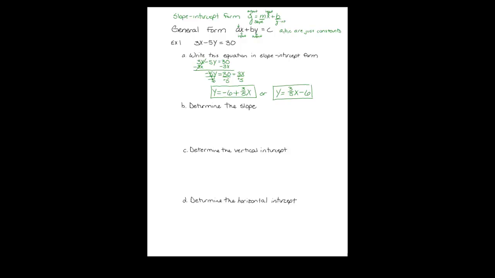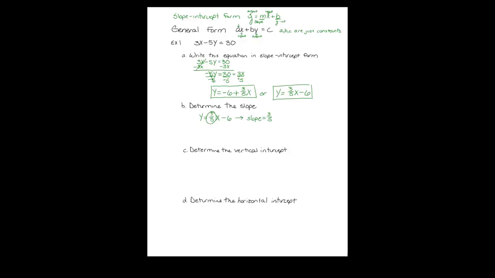Now part B is asking you to identify the slope. Now that we have this linear equation in slope-intercept form, it's really easy to pick out the slope. So we have y equals 3/5 x minus 6. Just by looking at this, the slope is 3/5.